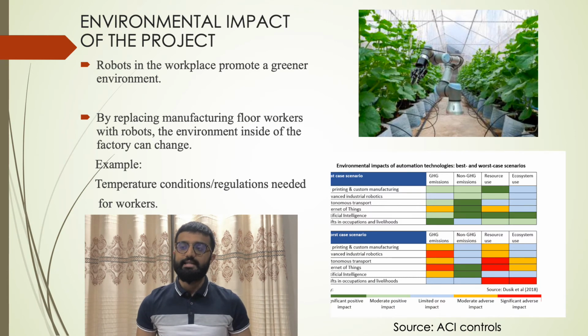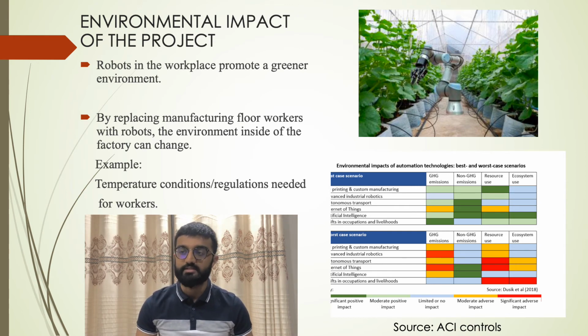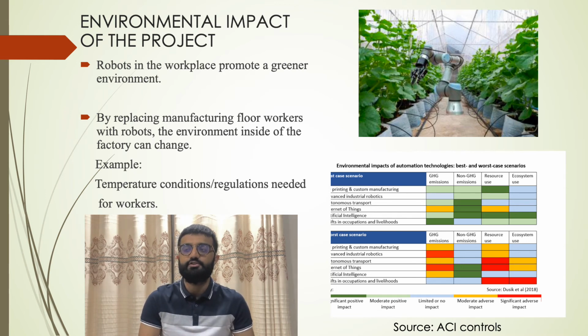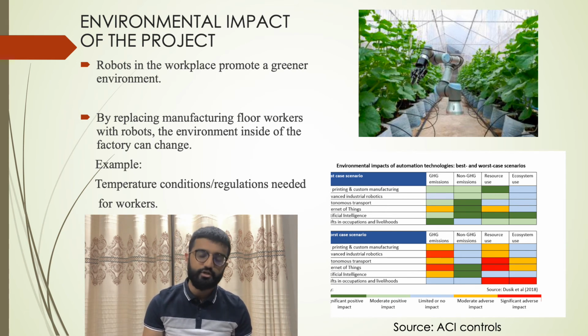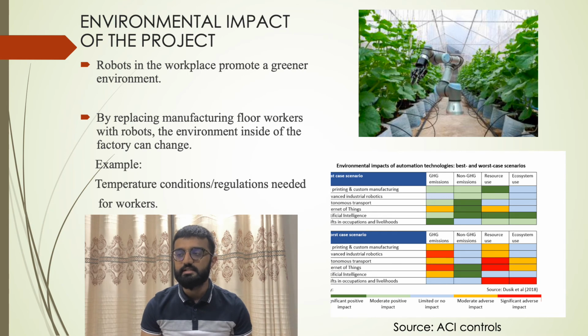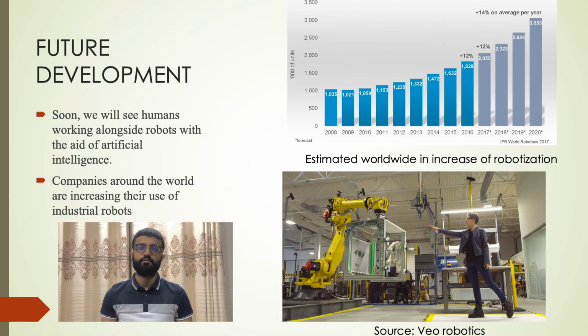Moving on, in any working environment, considering the environmental impact is very crucial. Robots in the workplace promote a greener environment. To be green means energy efficiency and environmental friendly manufacturing process. By replacing manufacturing floor workers with robots, the environment inside of the factory can change. Since there are no longer humans working, they do not have lights on or off. By reducing energy involving air conditioning, heat and lighting the facility, a greener workplace will be promoted.